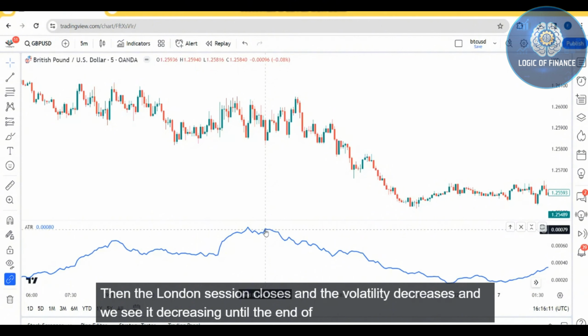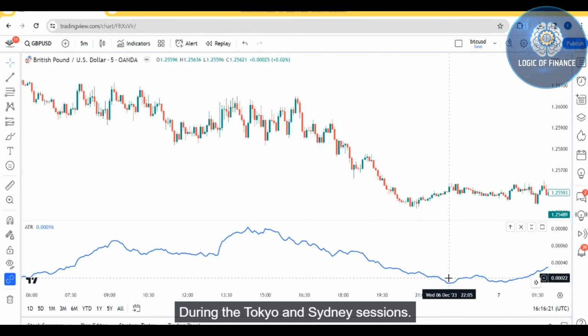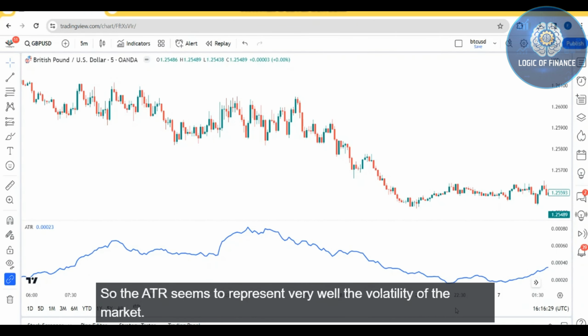Then the London session closes and the volatility decreases, and we see it decreasing till the end of the New York session. During the Tokyo and Sydney sessions, we have low volatility with the ATR between 2 and 4 pips. So the ATR seems to represent very well the volatility of the market.